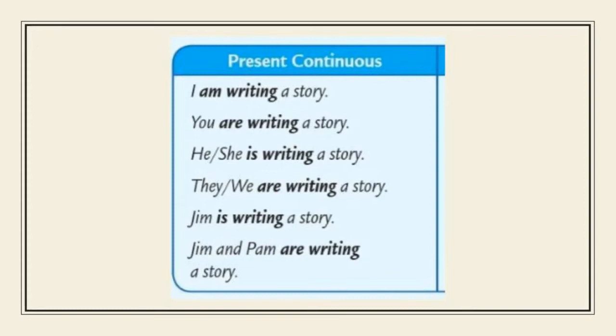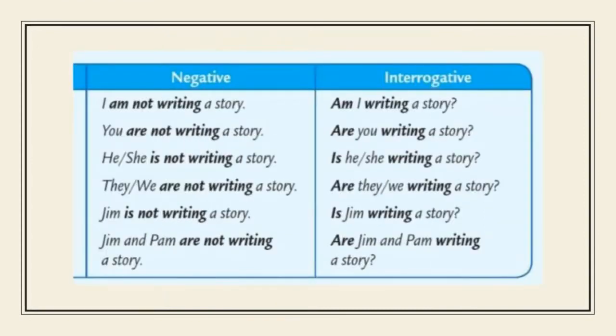Okay students, I hope you understood clearly. Now we are going to see some examples of present continuous tenses in negative and interrogative sentences. Look here, the first column is negative sentences and the next one is interrogative sentences. Look at the first example. I am not writing a story.